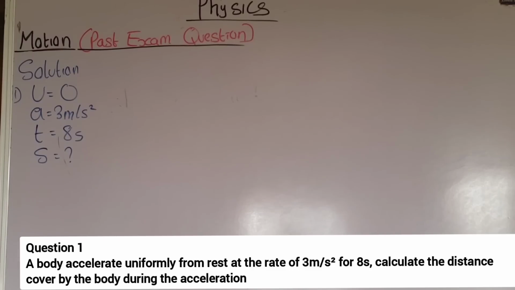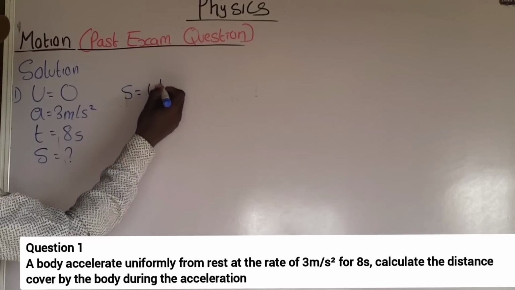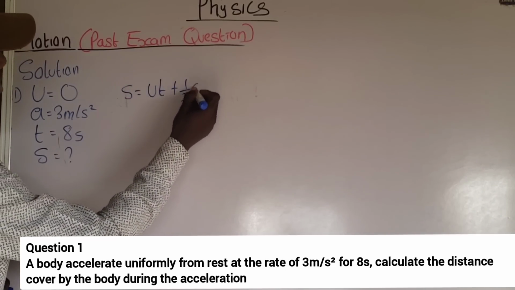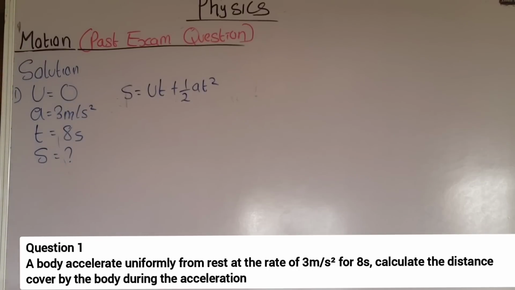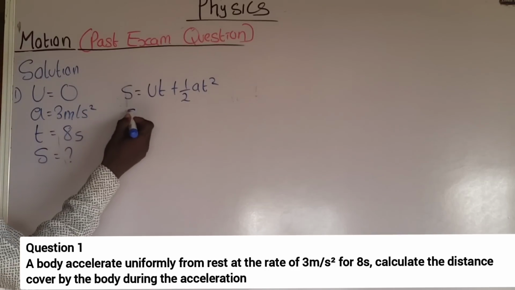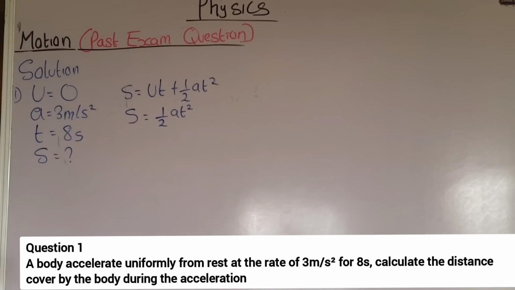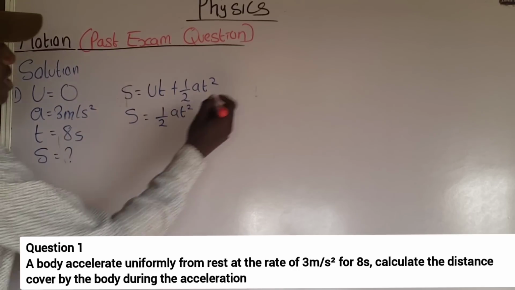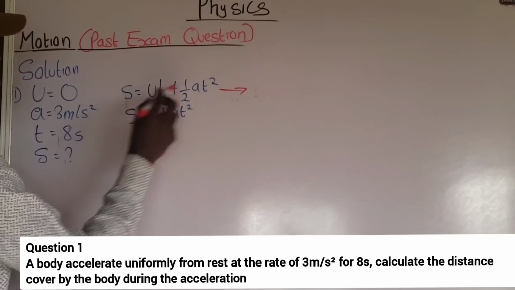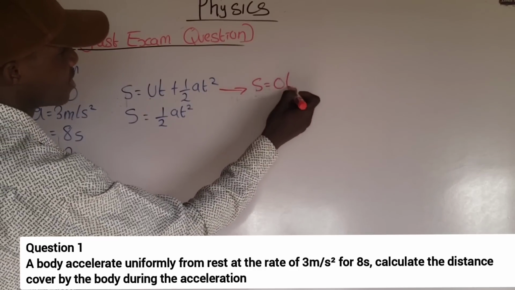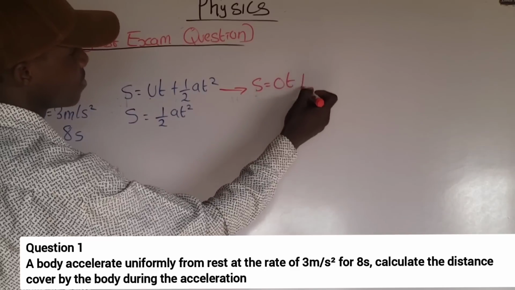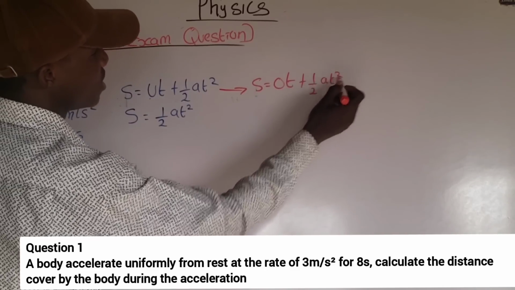The second equation of motion is s equals ut plus 1 over 2 at squared. Now, because the initial velocity is 0, I'm going to have s equals 1 over 2 at squared. Listen, I'm going to explain. U is 0, so I'm going to have s equals 0 multiplied by t plus 1 over 2 at squared, and 0 multiplied by t will also give me this.